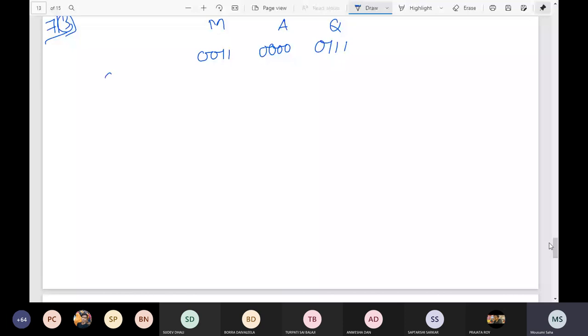First you do the shift operation on A and Q only, so Q becomes 1 1 1 with A as 0 0 0 0. Then the next operation is A minus M. A is 0 0 0 0 minus M, which is 0 0 1 1. Taking the 2's complement of M and adding, you get 1 1 0 1.